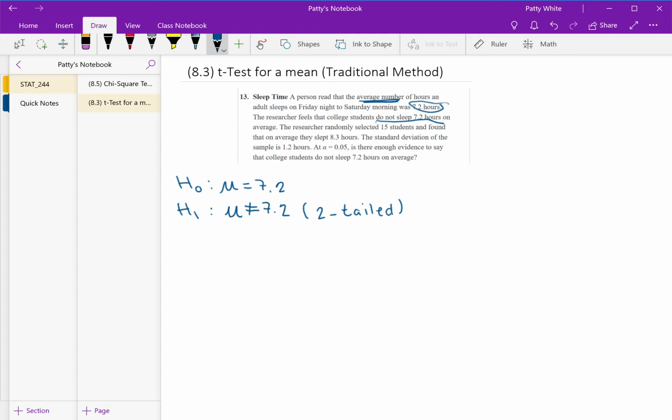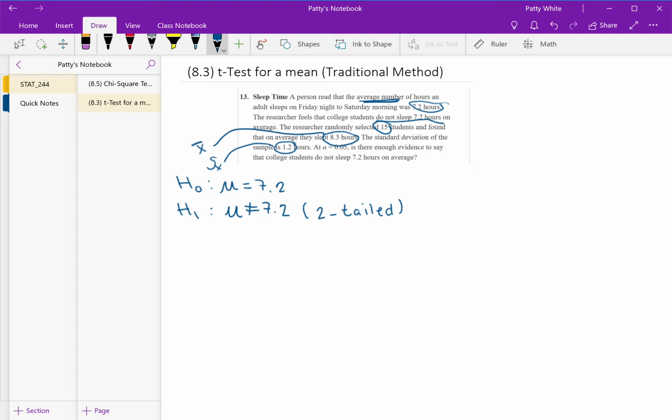If we keep reading, it says the researcher randomly selected 15 students, so that tells us our sample size, and found that on average they sleep 8.3. So if you take those 15 students and you find their average, that's what we call x bar. That's our sample average. The standard deviation of the sample is 1.2 hours. So our sample standard deviation is Sx. At an alpha equals 0.05, which is again our probability of making a type 1 error, is there evidence to say that college students do not sleep 7.2 hours on average?